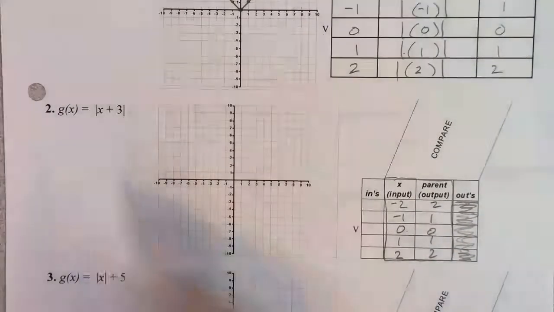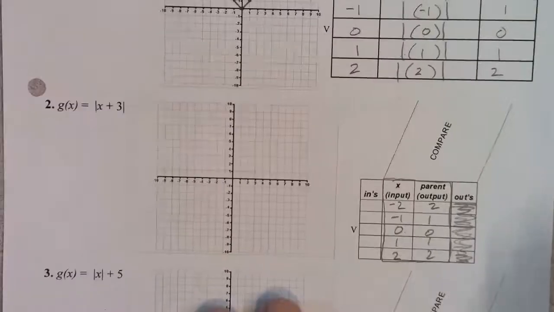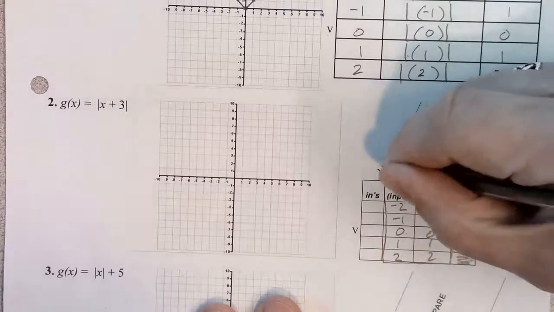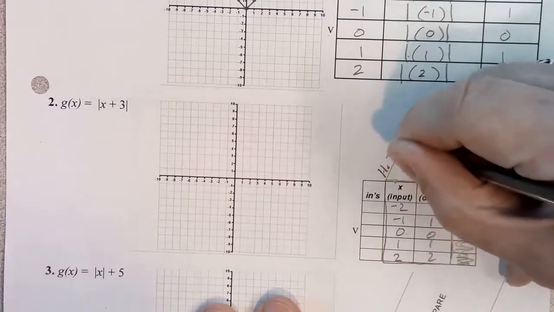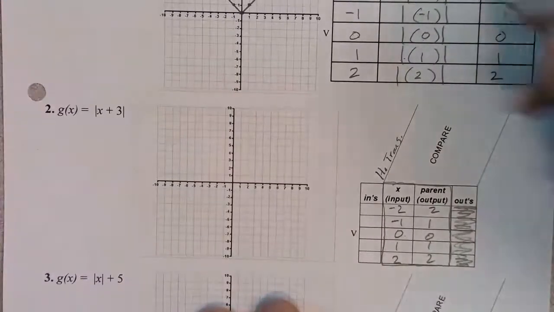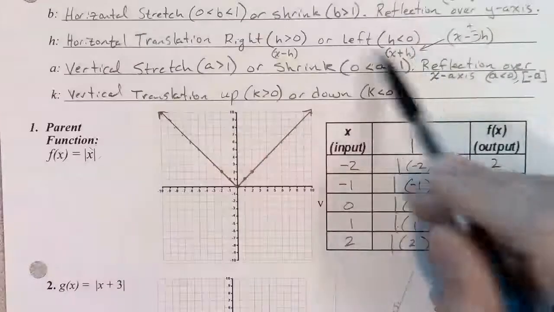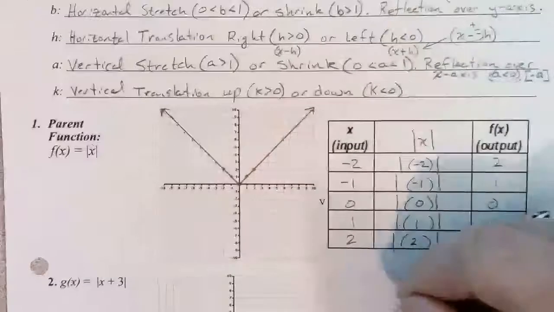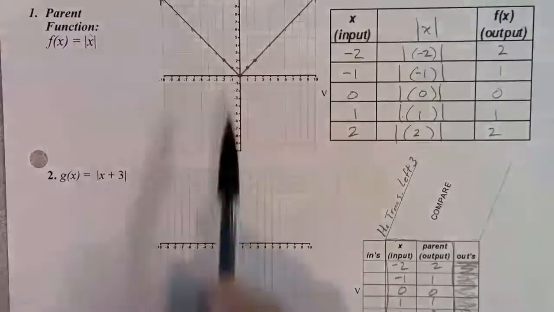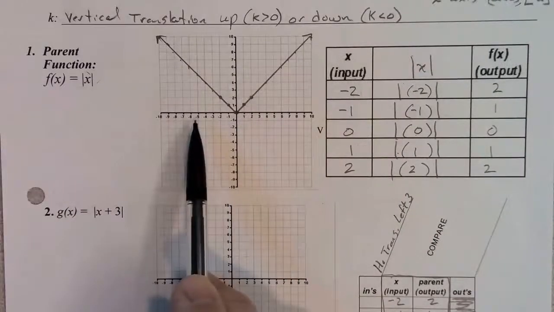Okay, the +3, what did you tell your neighbor? Good. It's a horizontal, let's abbreviate, horizontal translation. Which way, right or left? It's plus, right? So look at your notes up here. It is left. How far? 3. That means this function should move 3 units to the left.